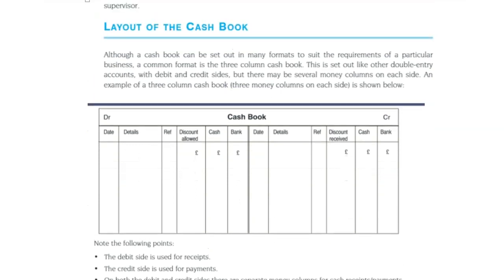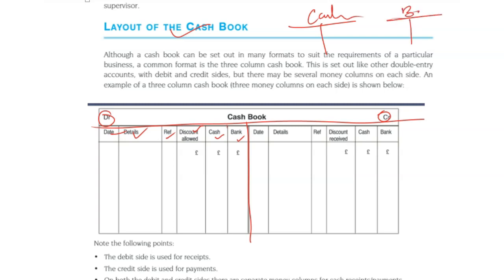What is the layout? The layout looks like this, the format. It's a T account. Look at this, it's a big T. Left hand side debit, right hand side credit, but it has different columns: date, detail, reference, and discount allowed is a new column. Cash and bank, two T accounts together. For example, cash account and bank account. Normally you do them separately, don't you? But this time you're going to do it together.